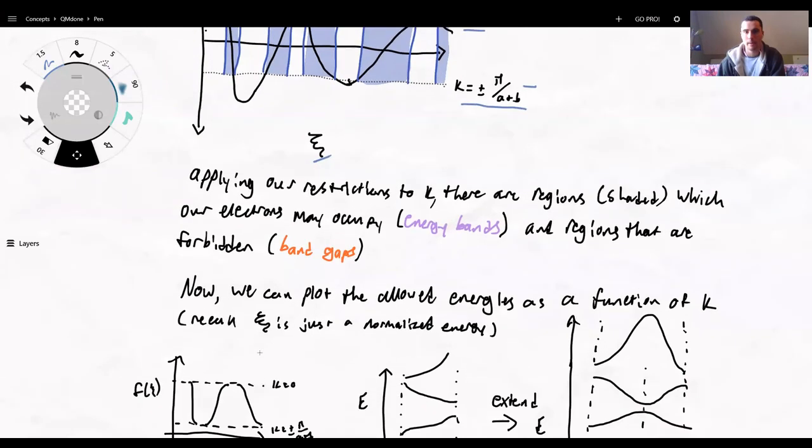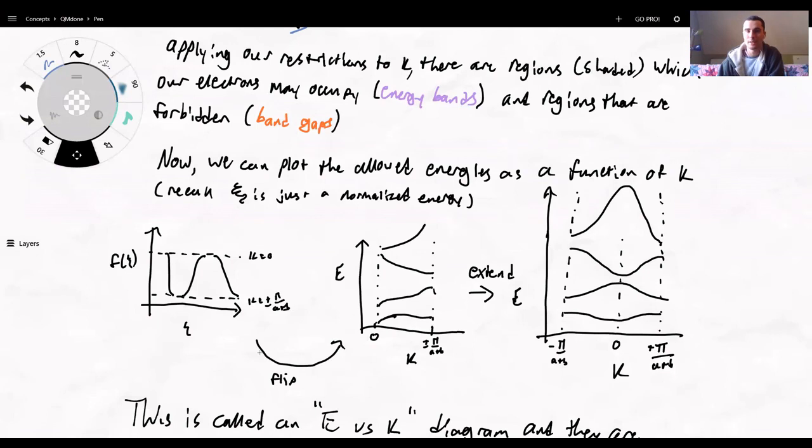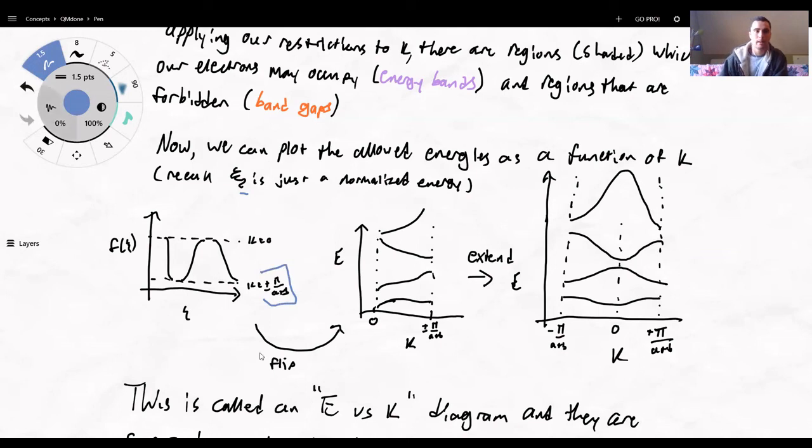Okay. Now we're going to flip this on its side and plot the allowed energies as a function of K. So again, recall that this eta thing is just a normalized energy. So we're going to start with it. It looks like this. I cut off the parts that are sticking out. So these are just our bands here. Now notice this is equal to K equals plus or minus here. So what we're going to do is flip it on its side. So now I'm going to convert that eta into just an energy.